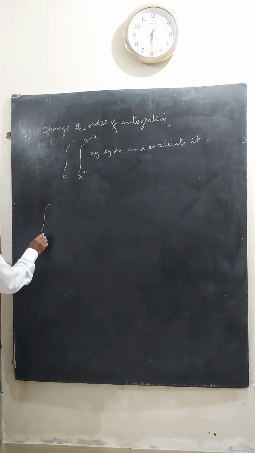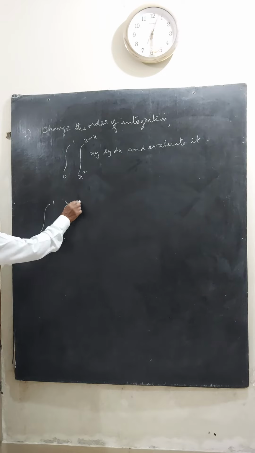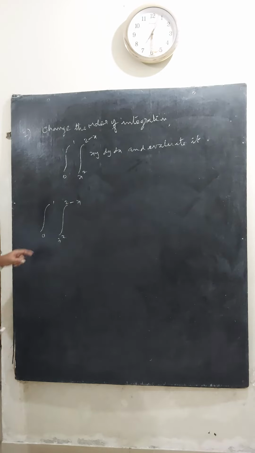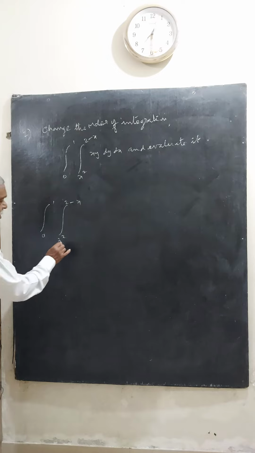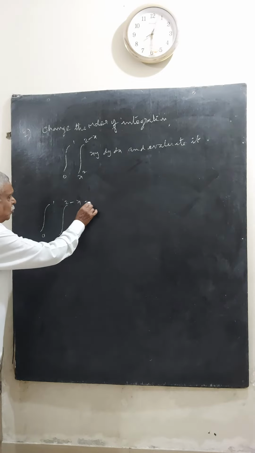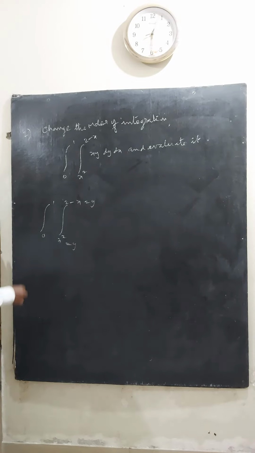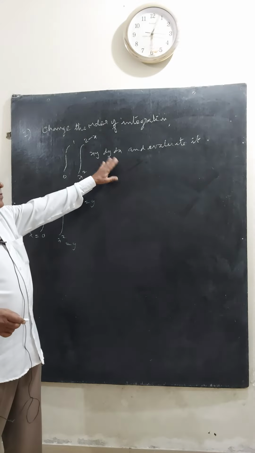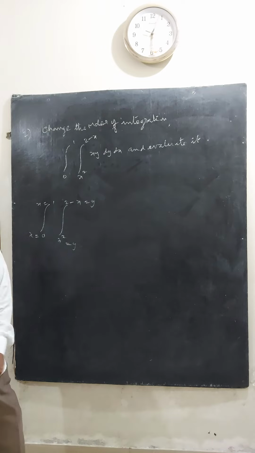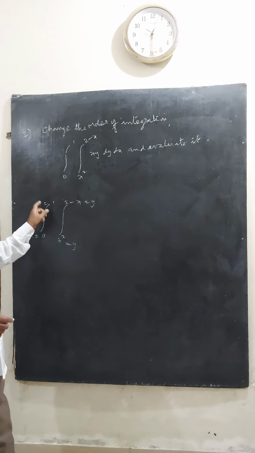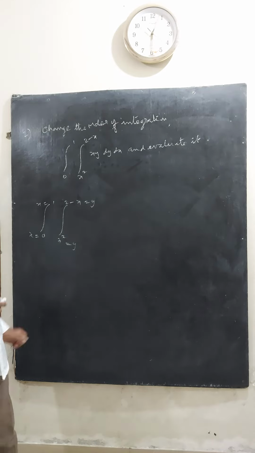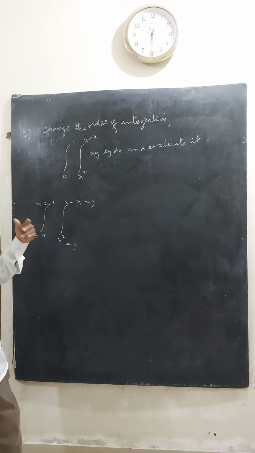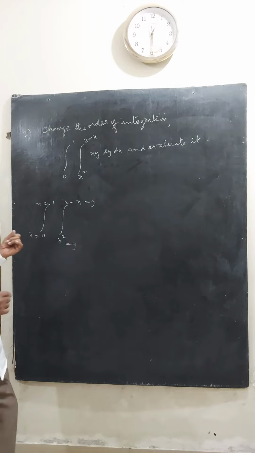See, limits are 0 to 1, x squared to 2 minus x. If there is x in the limit, which is equal to y, immediately write y, remaining x. This is the way of changing the order of integration. 1, 2, 3, 4. 4 curves we have to draw. By drawing the curve, we can change the order of integration with the help of the curve.